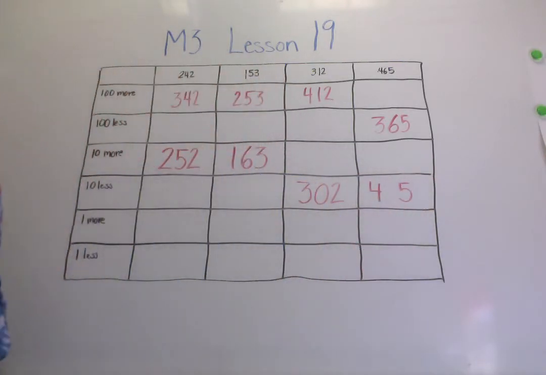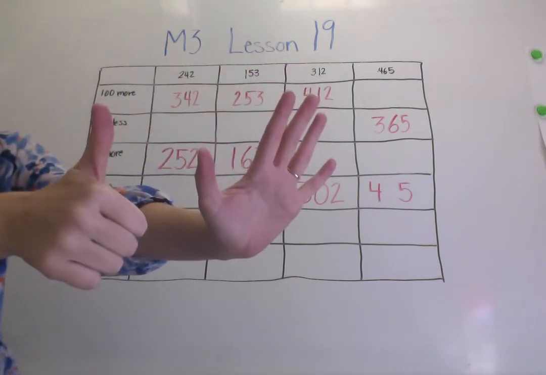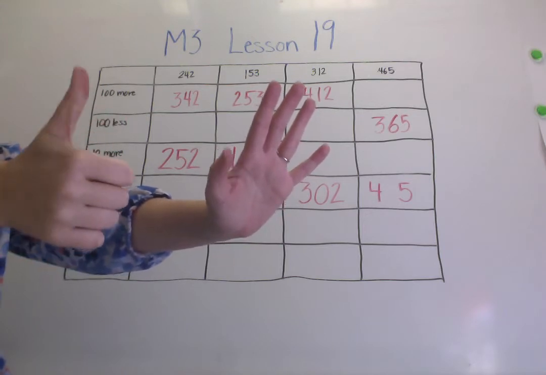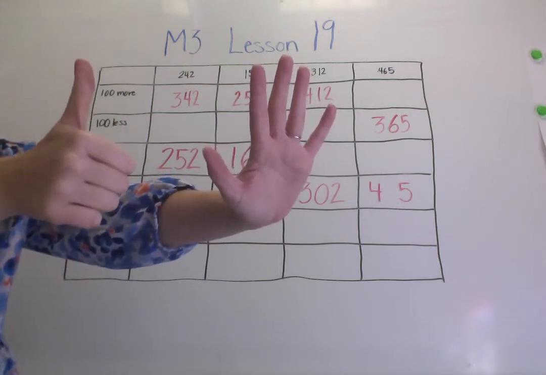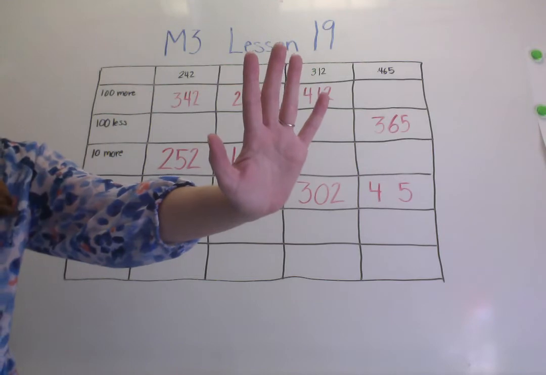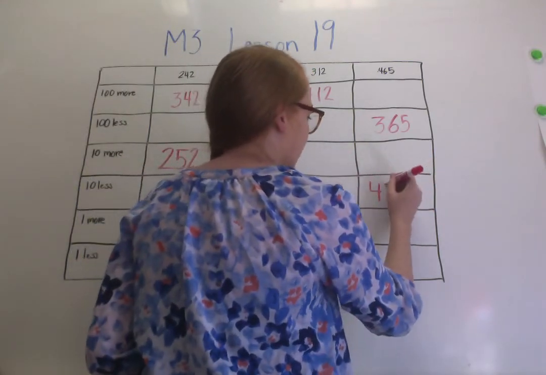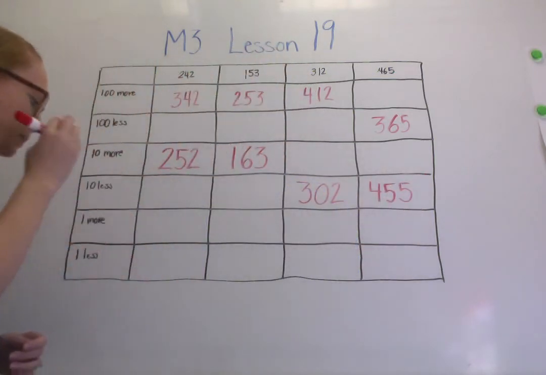I have to think. I have 6 tens, but it's telling me I need 10 less. So I need to take a stick down. I have 6. It's telling me to get rid of 1. I'm going to have a 5 now. 455 is going to be my new answer.